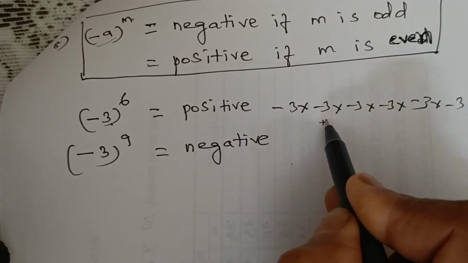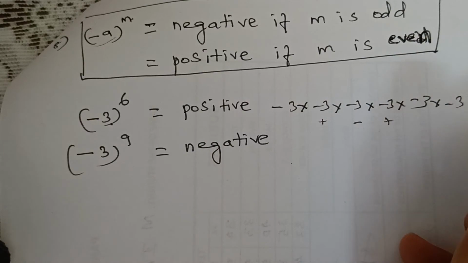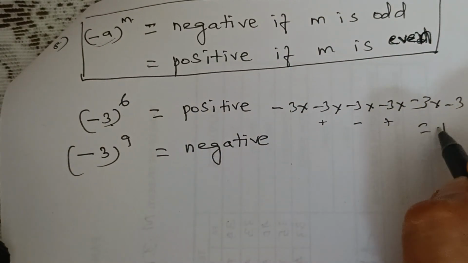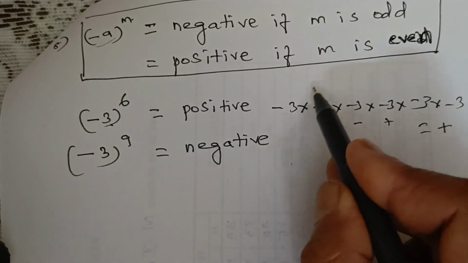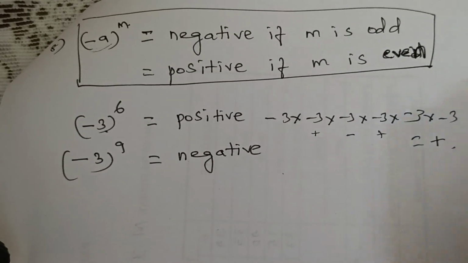minus into minus plus, plus into minus minus, minus into minus plus. It is so confusing to multiply so many signs. So we just see the power. It is 6, an even number, so the answer is plus. And just multiply only the 3s. 3 3s are 9, 9 3s are 27. You multiply only the numbers and write the answer.